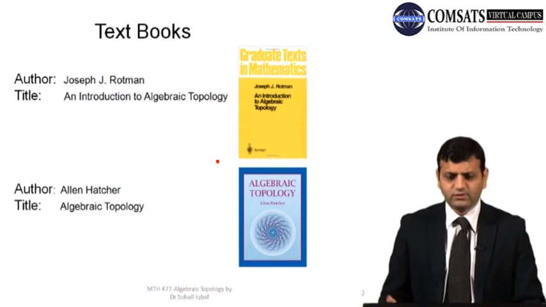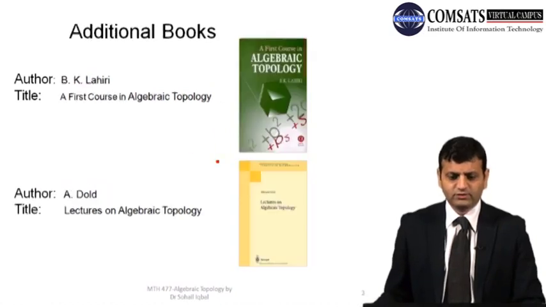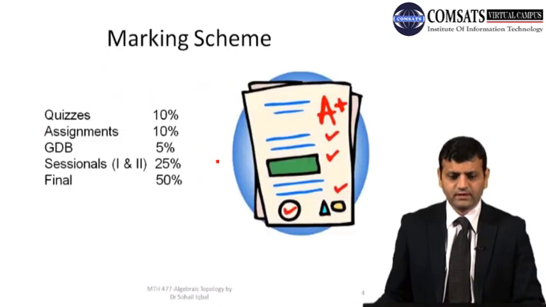These are the textbooks for the course. Mainly we will be following Joseph Rotman's book, An Introduction to Algebraic Topology. Side by side we will also be looking at the book by Allen Hatcher, namely Algebraic Topology. These are our additional books. B.K. Lahiri's A First Course in Algebraic Topology is a simple book. And if you are interested in the algebraic topology of manifolds, then we have another additional book, Lectures on Algebraic Topology by A. Dold.